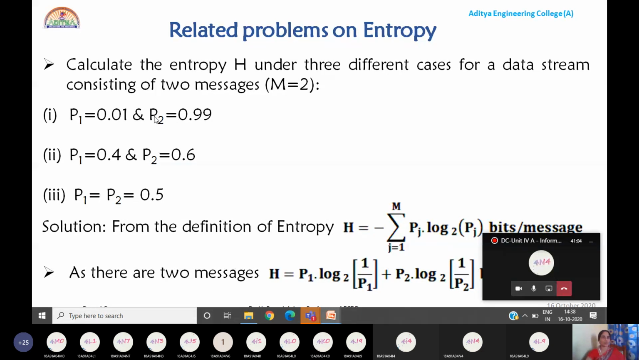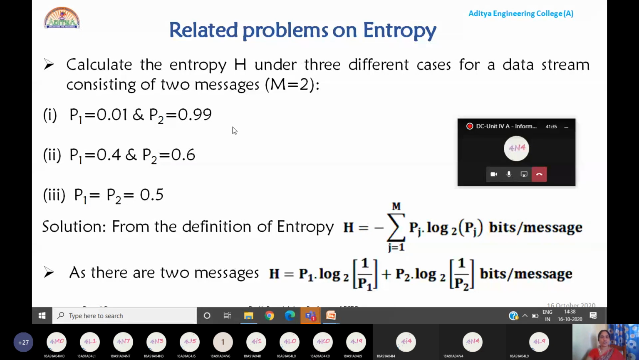If you observe the first case, 0.1 plus 0.99, that is 1. In the second case, 0.4 plus 0.6, that is 1. And even in the third case, it is 0.5 plus 0.5, that will be 1. The third is the equally likely condition, where the two probabilities are equal to 0.5. Now what is your question? Your question is to calculate the entropy for the three cases and see which case will get the highest entropy.